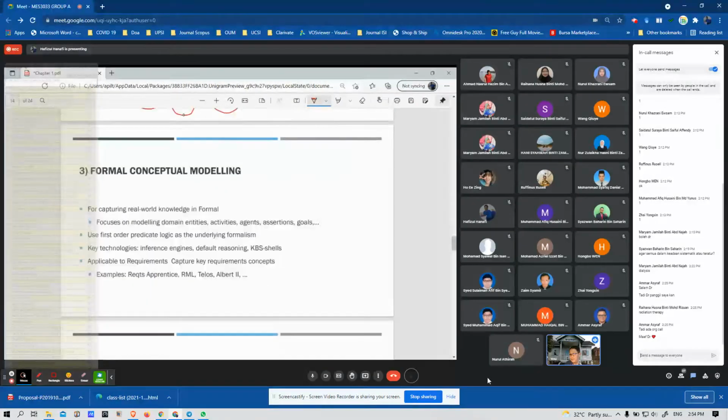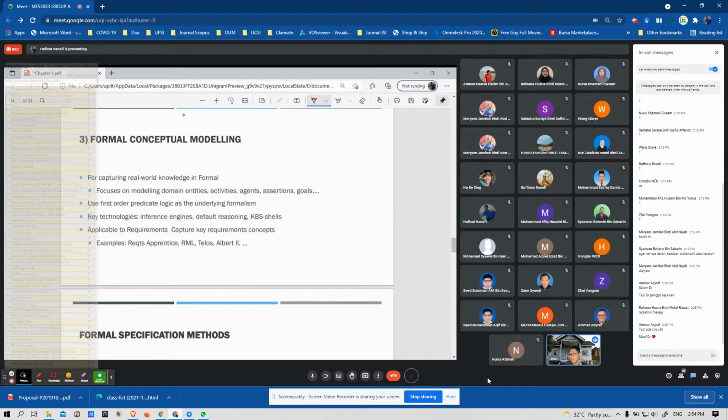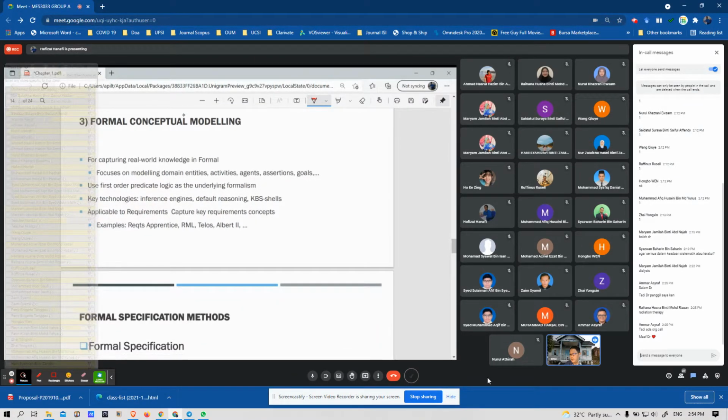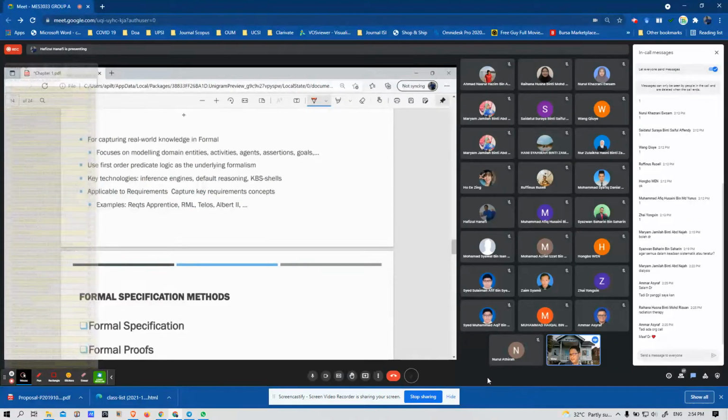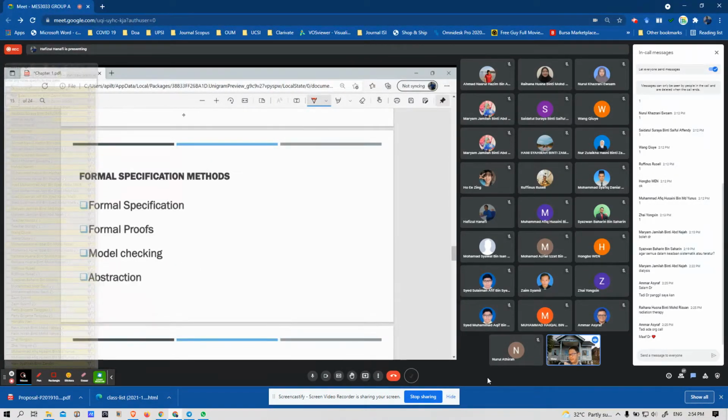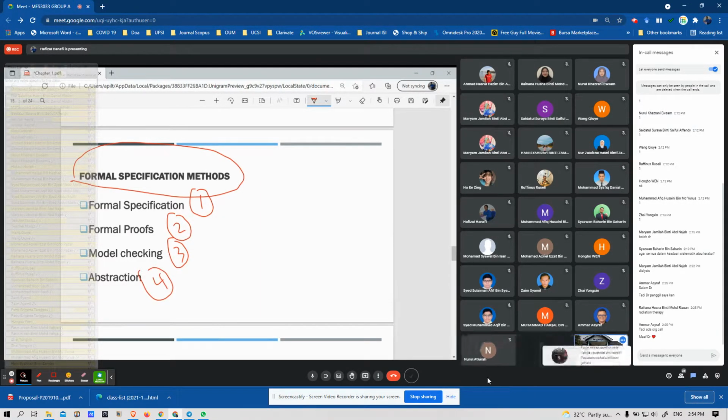Okay, and then for formal conceptual modeling, we can have predicate logic as the underlying formalism, and then we can also have a knowledge base. Examples are Requirements Apprentice, RML, Telos, Albert II, and so on. And then we go back again to the low level: first formal specification, formal proof, checking, and abstraction. We go back again to the levels that we discussed before.